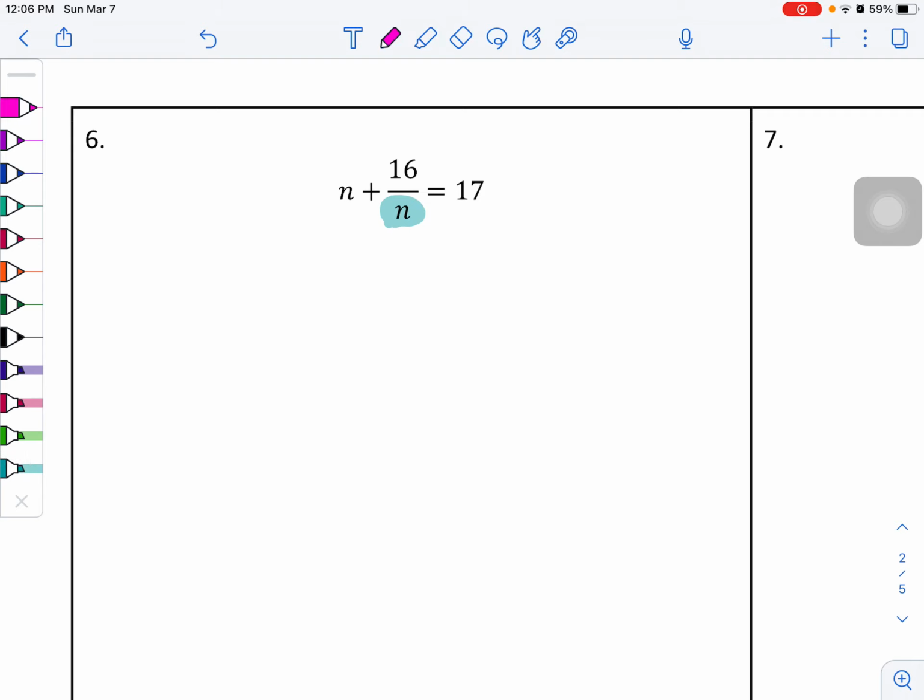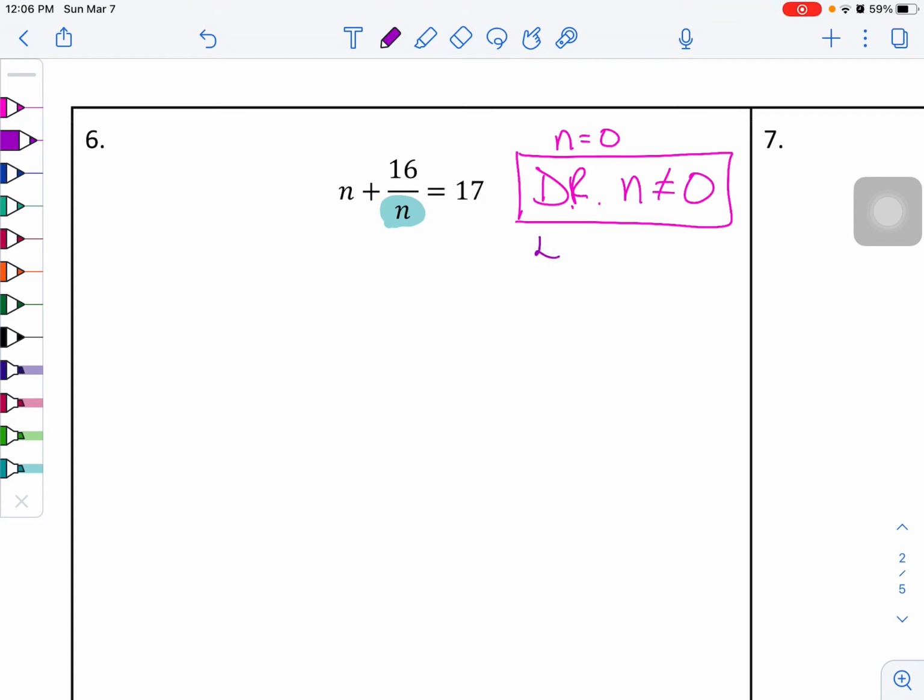So for problem number 6, I want to focus on just my domain restrictions first. Well, I only have one denominator right now, which is kind of nice. So I'm going to set that denominator equal to 0, and that's my domain restriction. So my domain restriction in this case is n cannot equal 0. All right, that's the only thing I have to worry about.